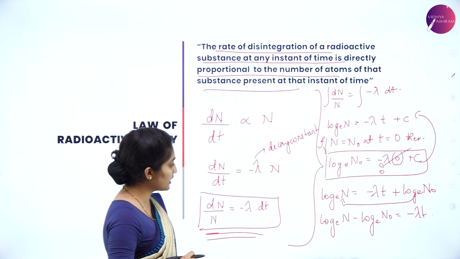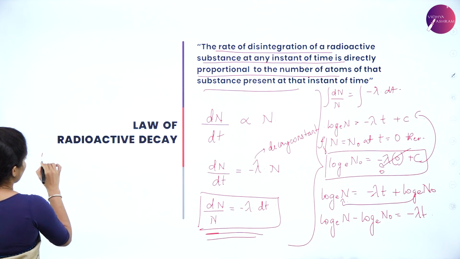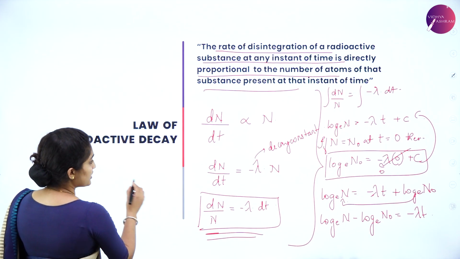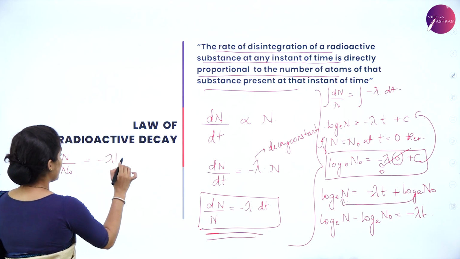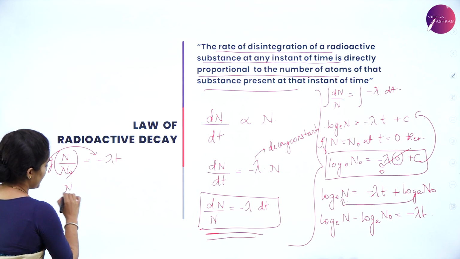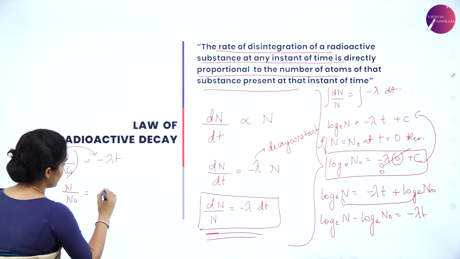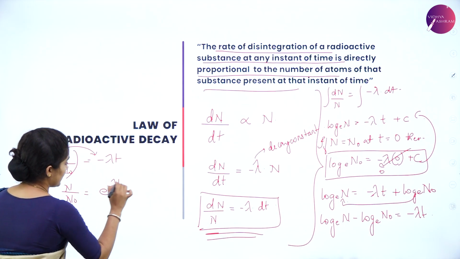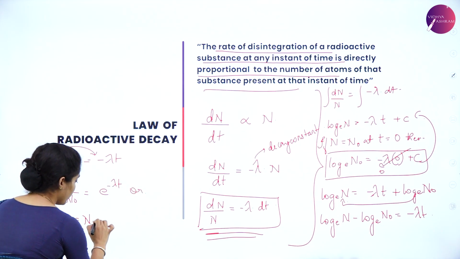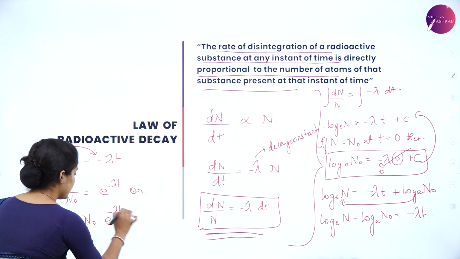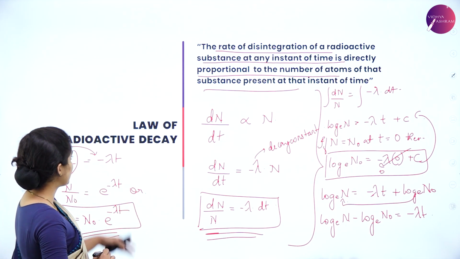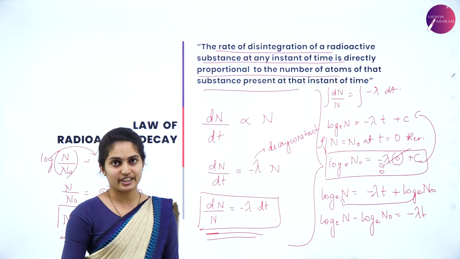On simplifying this equation further, we have log to the base e of N by N naught is equal to minus lambda t. Take the log to the other side. It turns out to be exponential: N by N naught is equal to exponential of minus lambda t, or you can even write it as N is equal to N naught e to the power minus lambda t. So this is the equation for the law of radioactive decay.